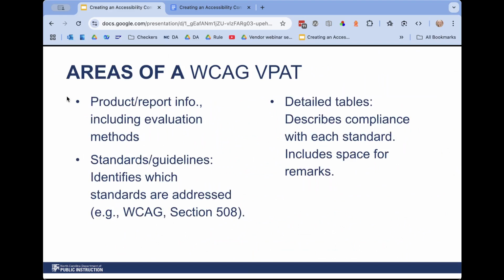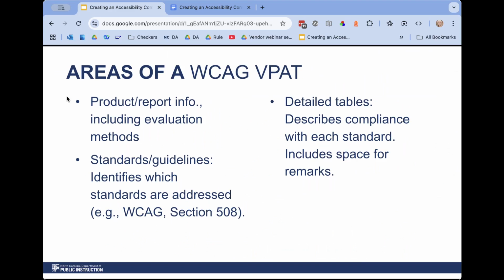The structure of the VPAT itself is broken into an introduction section where you lay out the framework: this is the version of the product that we've tested, these are the user interfaces that we've tested, and here are the evaluation methods that we used to create our VPAT. And then there's the full section of tables where we really dive into a specific WCAG standard.